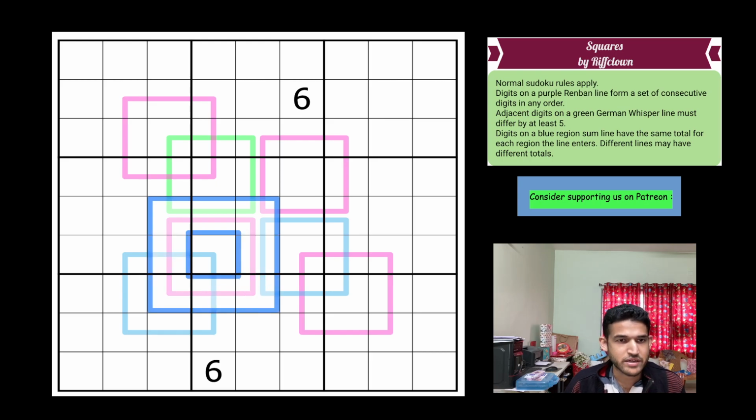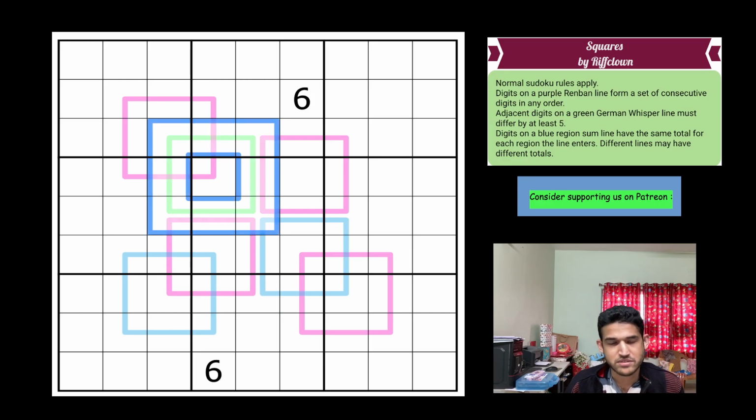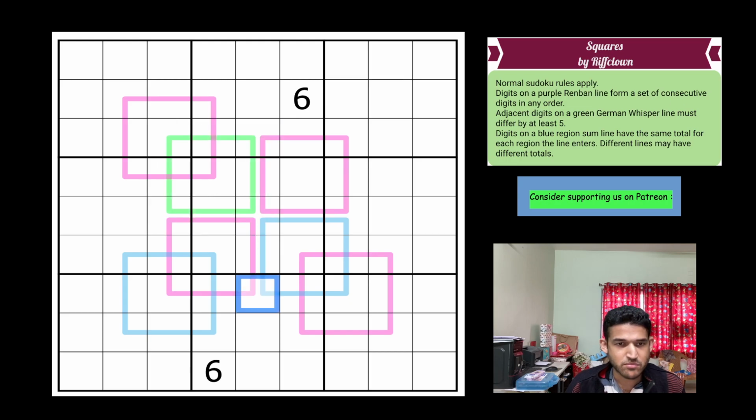And then on a green line, the adjacent digits differ by at least 5. This is a German whisper line, and digits on it, adjacent digits on it differ by at least 5. And then you have these blue squares. Digits on a blue region sum line have the same total for each region the line enters.